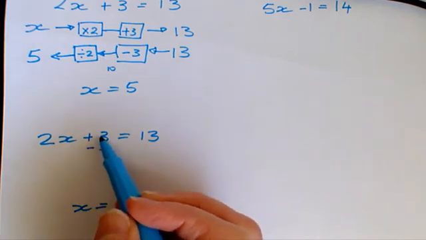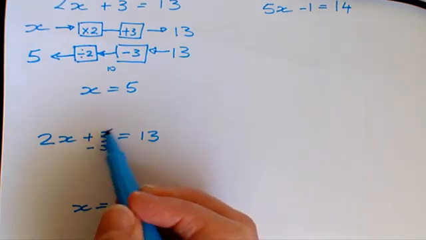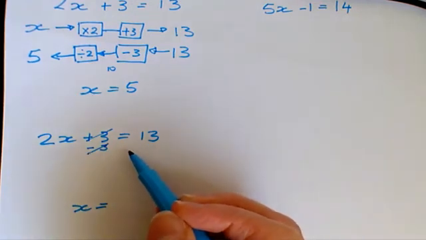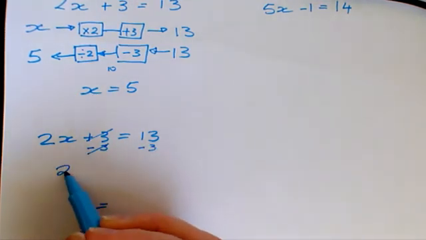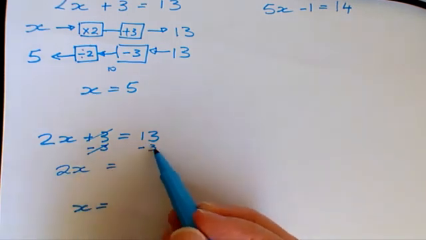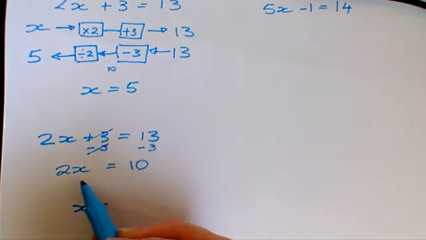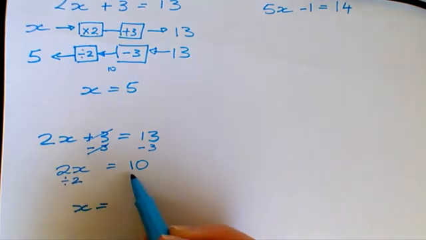Add 3, take away 3 is going to give me 0. It is the inverse action. But what I do to one side, I've got to do to the other side. So on this side, I'm left with 2x, and on this side, I've got 13, take away 3, so I've got 10. Then I think, okay, what's happening between the x and the 2 here? They're being multiplied, so the inverse of times by 2 is divide by 2, so I'm going to have to do that to both sides.